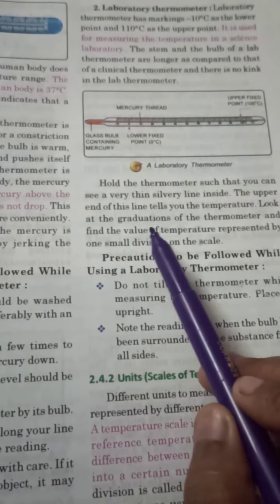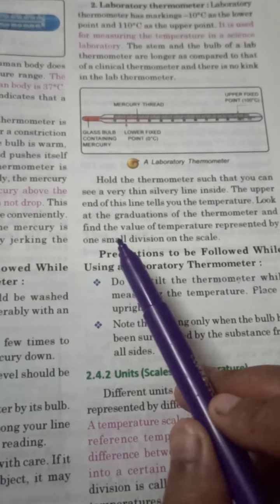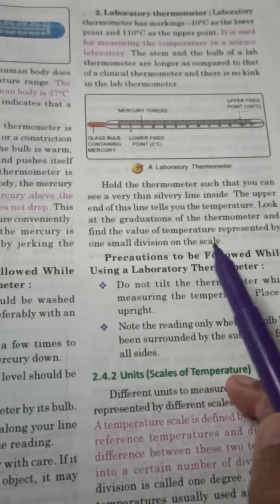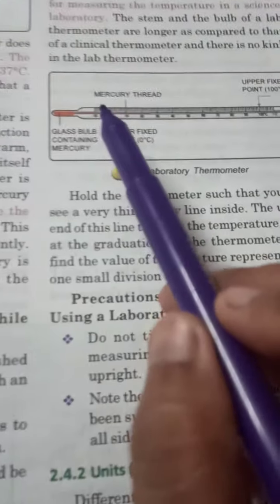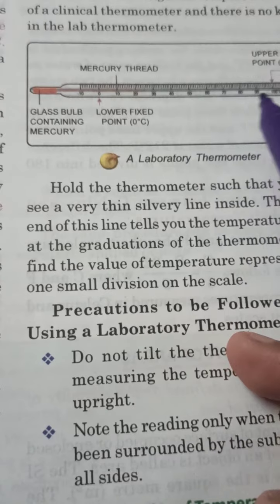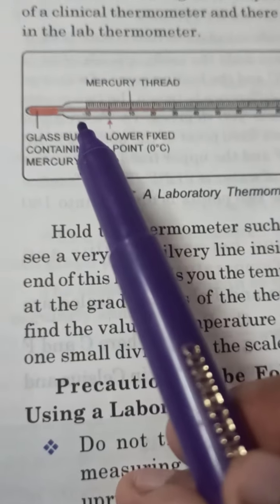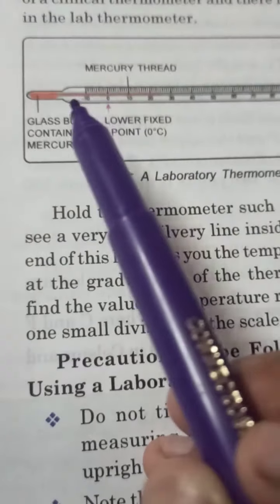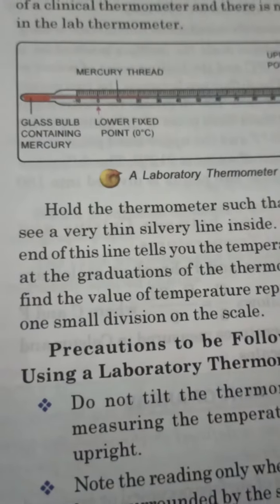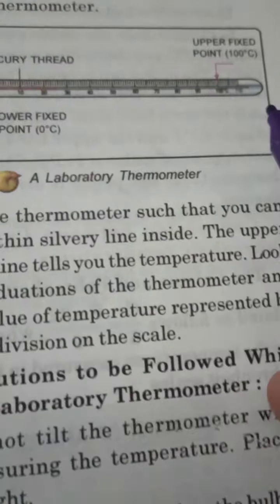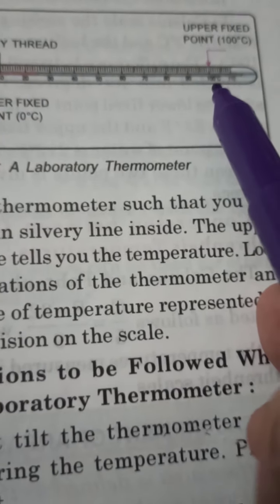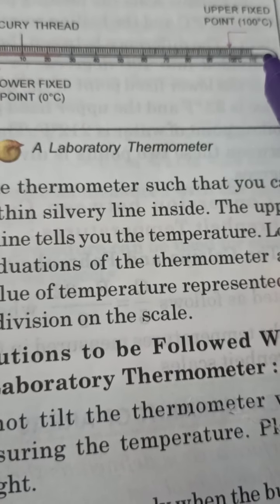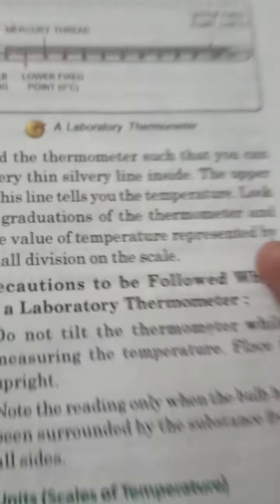Look at the graduations of the thermometer and find the value of temperature represented by one small division on the scale. We have to very carefully read the scale of this thermometer. You can see it is beginning from -10, then 0, then 10, 20. So the variation is of 10 points, and it is going up to 100, and then this is 110. You can see it very clearly in your physics books.